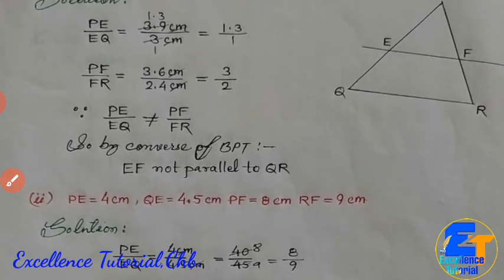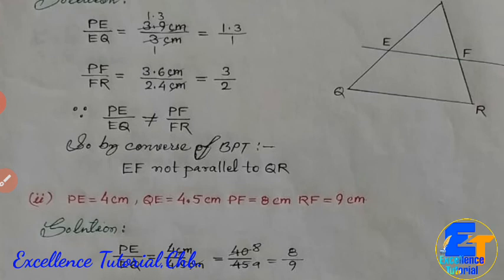This is our question. The diagram for C, for all these sub questions, the diagram will remain the same. In this diagram again you need to check whether EF is parallel to QR or not, with different part measurements. For this second sub question, PE is 4, QE is 4.5, PF is 8 and RF is 9. So I hope you can solve it yourself, and I would like to show the solution.